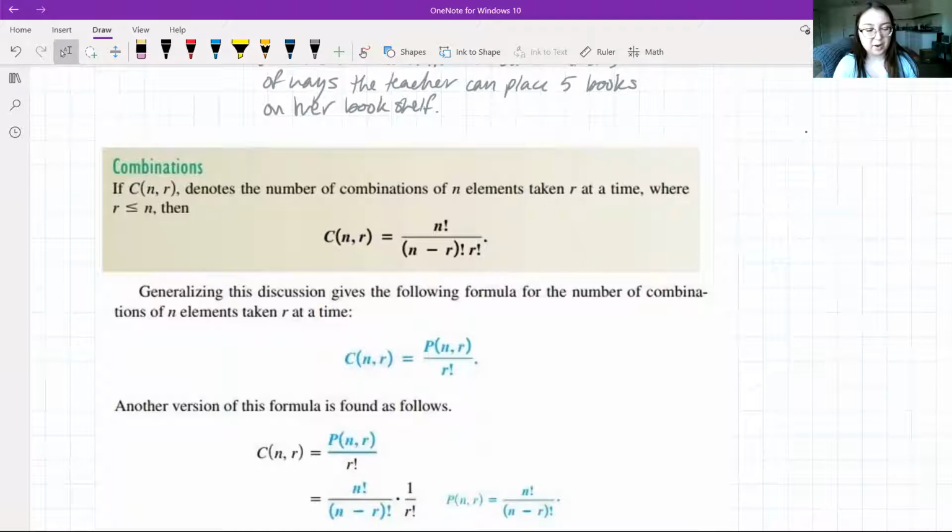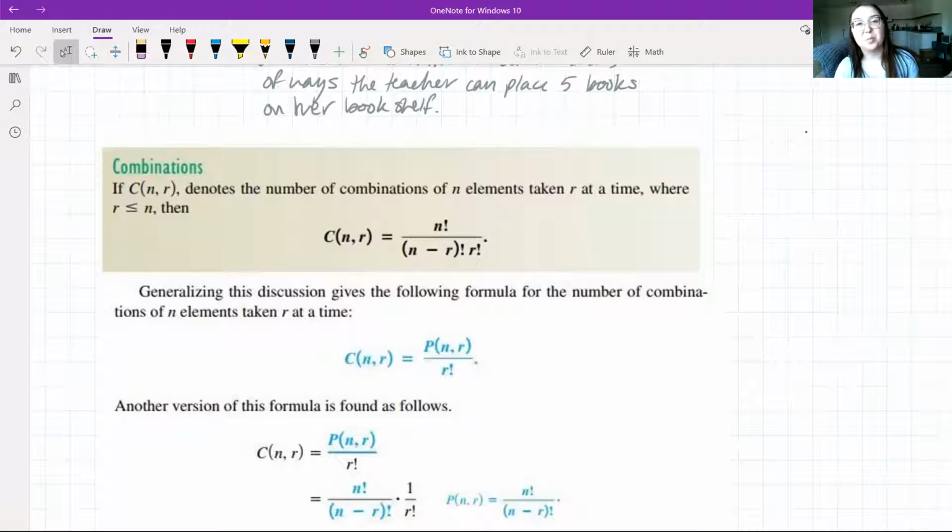So our official definition here for combinations: if C of n, r denotes the number of combinations of n elements taken r at a time, where r is less than or equal to n, then C of n comma r is equal to n factorial divided by n minus r factorial times r factorial. So by looking at this, our equation is very similar to our permutation equation. The only difference here is that we're now dividing by our value of r factorial. That's the only difference. And by doing this, we are essentially factoring out the order of our permutation. That's how we find our combinations.